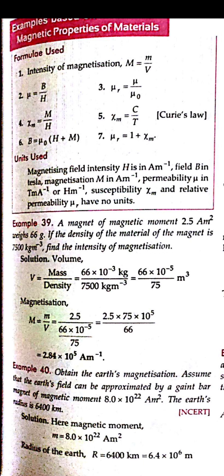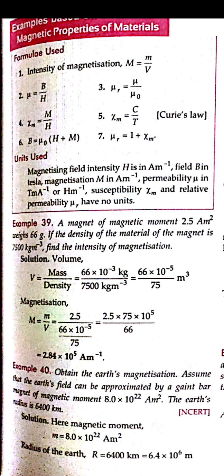So the Earth is in the shape of a sphere. So what is the volume of a sphere? It is 4/3 pi r cube. Since the radius of the Earth's sphere is also given, that is 6400 kilometer, changing it into meter, what we will get? 6.4 into 10 to the power 6 meter.